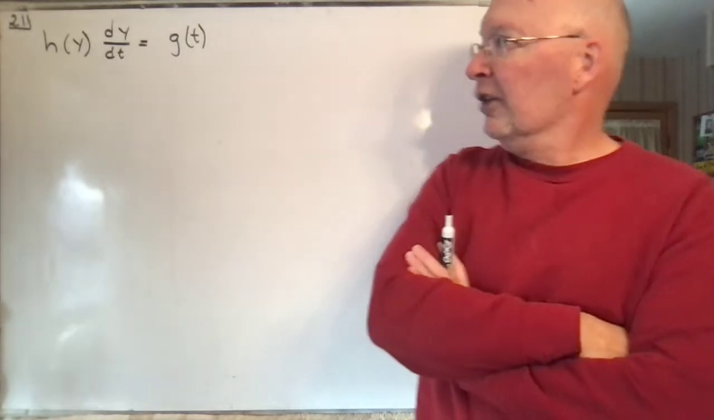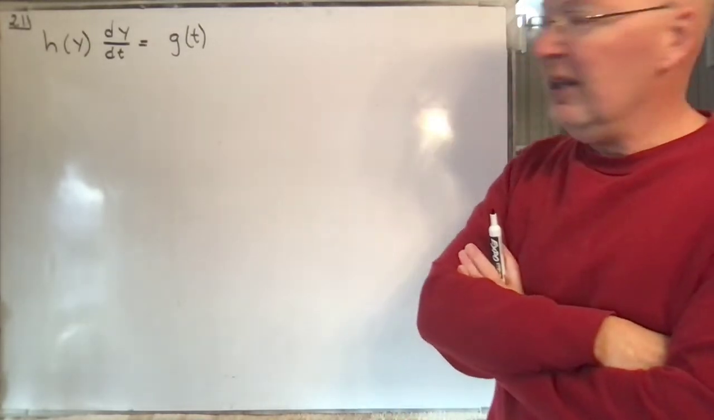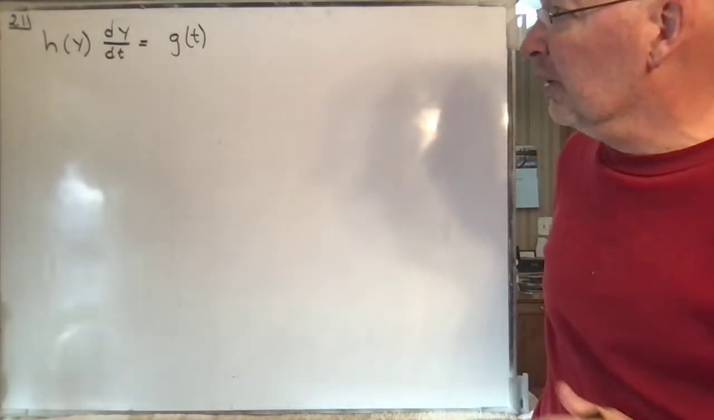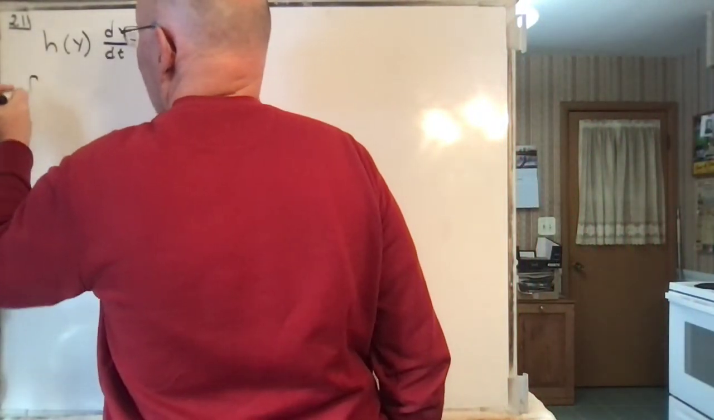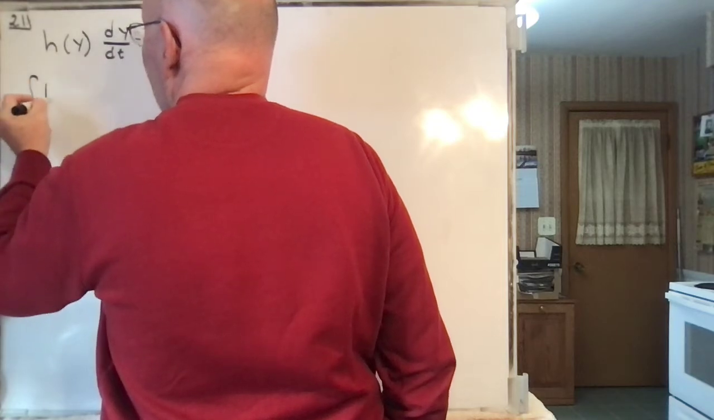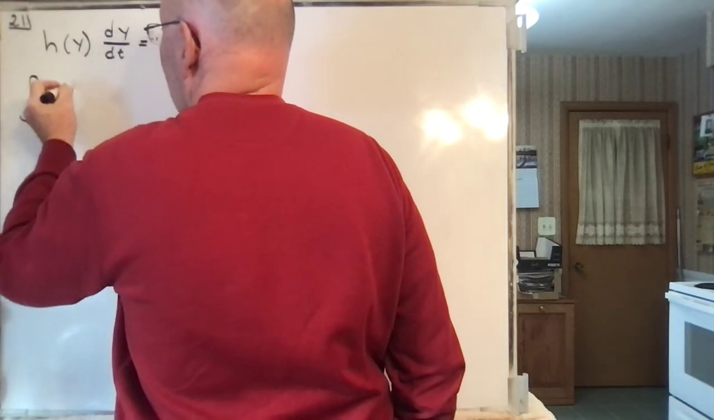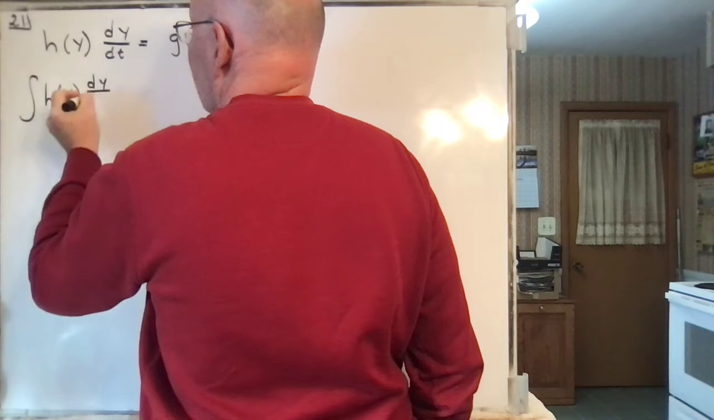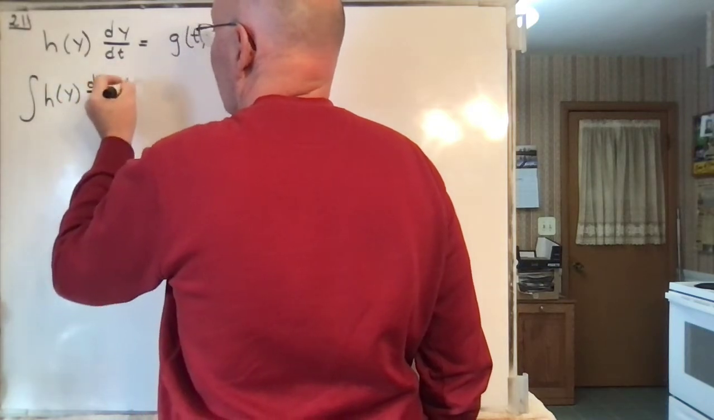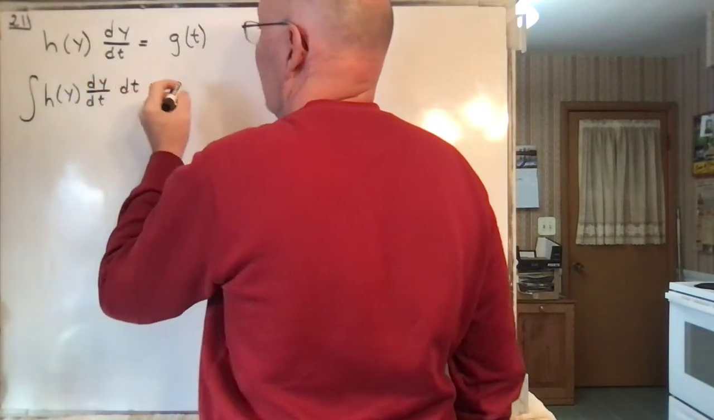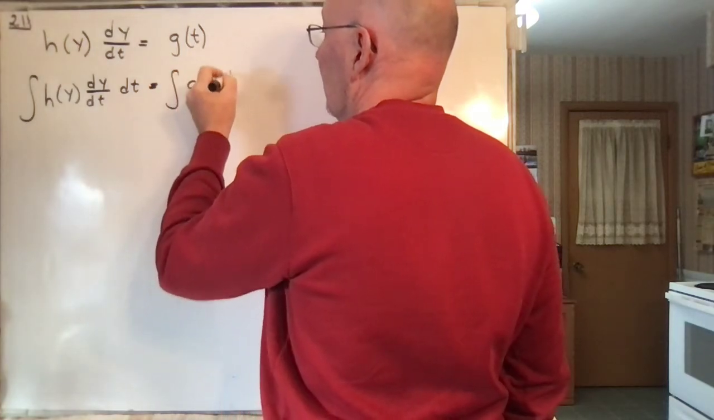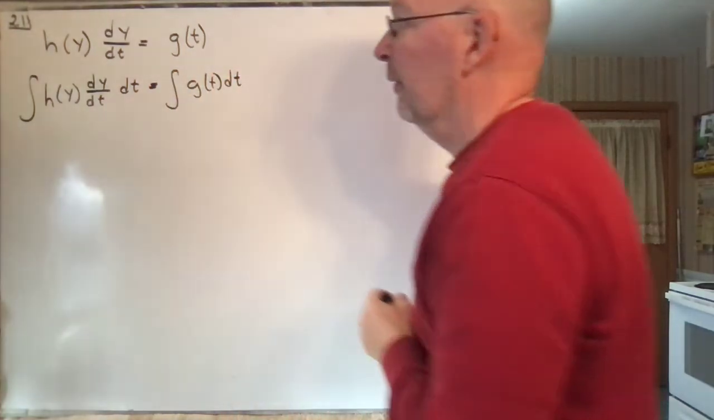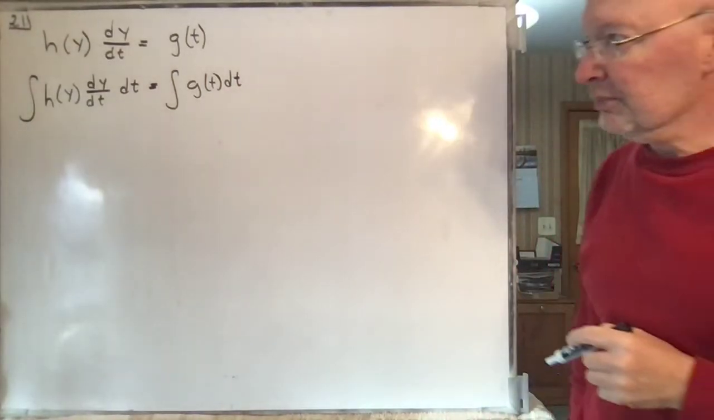So, if you can get it into that form, then here's how you can go about solving it. What you do is you just take the antiderivative of both sides. So here we go. We're going to write this as h of y dy dt, and we differentiate that with respect to t, and then the same thing over here, g of t dt. So we take the antiderivative of that with respect to t.